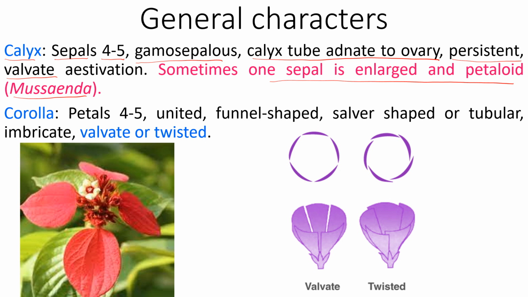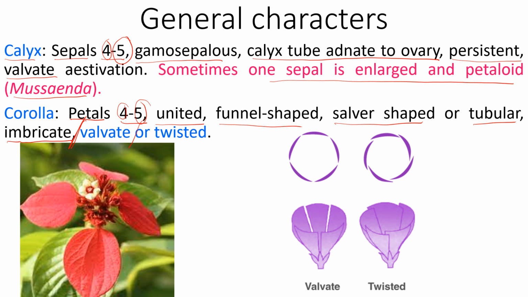Then the corolla. The members of corolla are petals and they are 4 to 5. If sepals are 4, petals would be 4. If sepals are 5, petals would be 5. They are fused, that is gamopetalous condition. They are either funnel shaped, salver shaped, or tubular as you can see in Ixora, and aestivation is of three types: imbricate, valvate, or twisted.